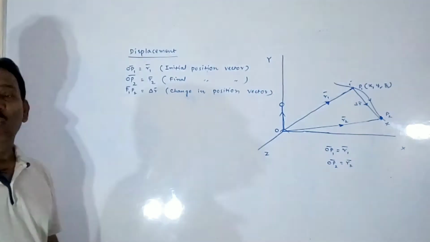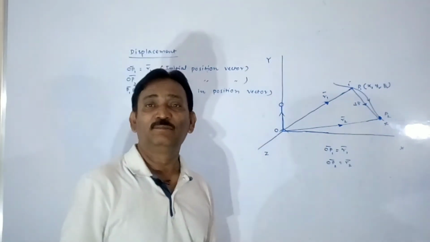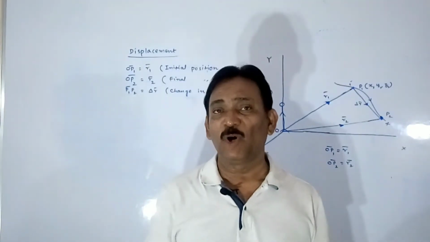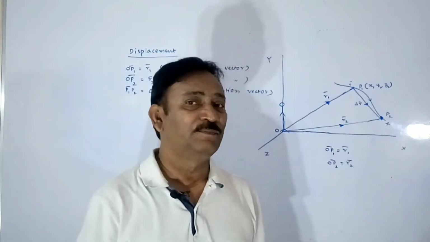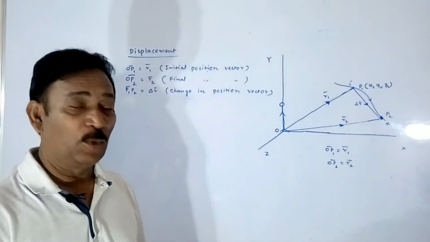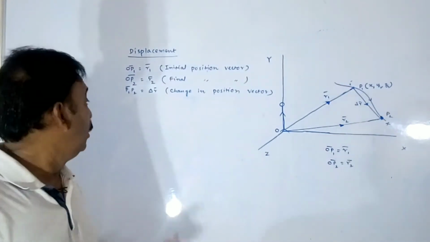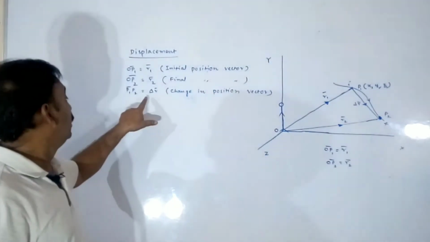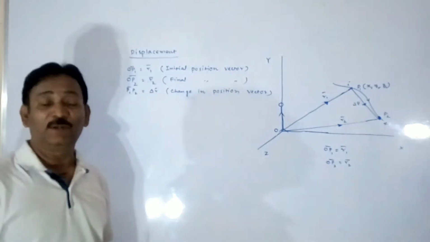Understanding me? OP1, that is equal to R1, is the initial position of the particle with respect to the origin or observer, and OP2 is the position of the particle with respect to the second, and delta R bar is the change in position vector.